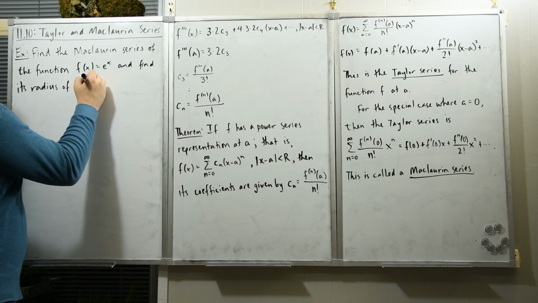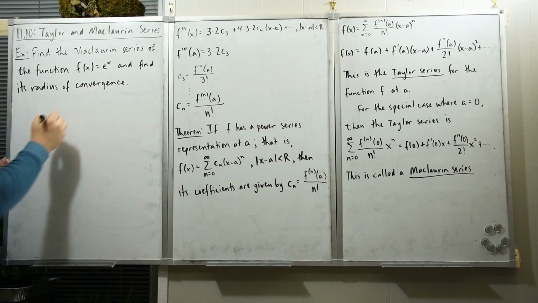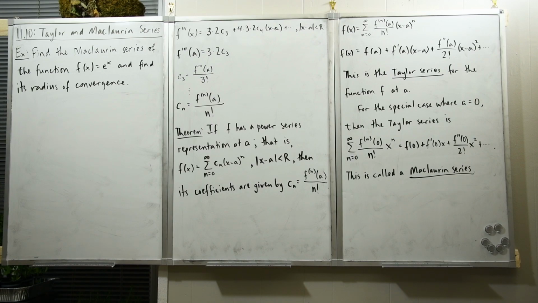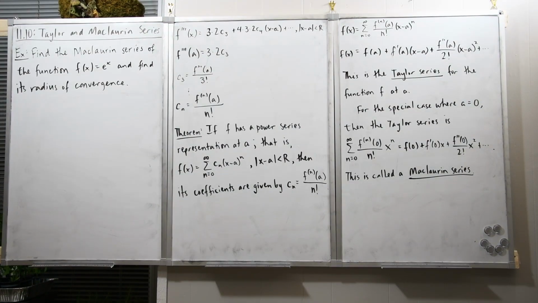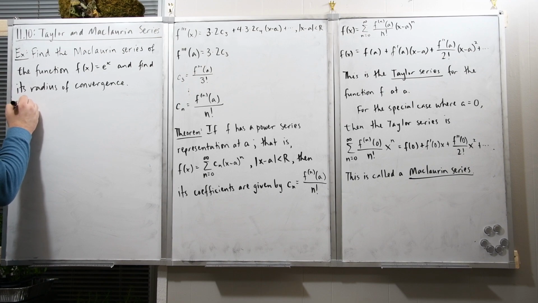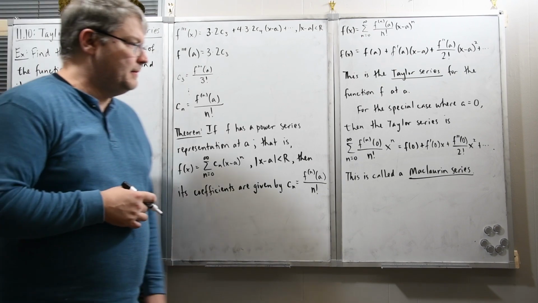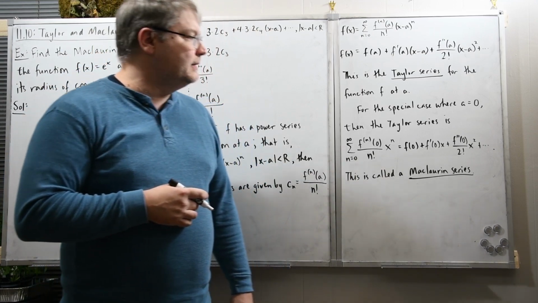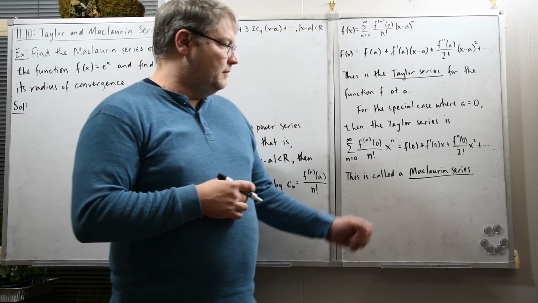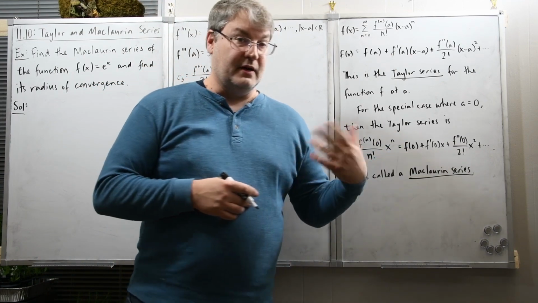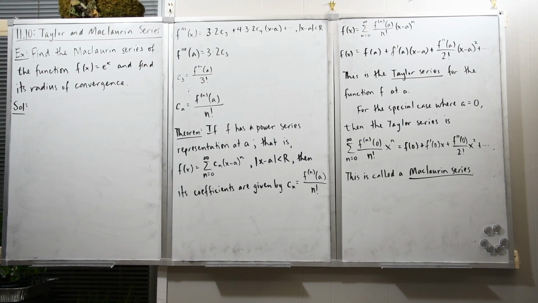Okay, so once again, Maclaurin series, you're looking at Taylor series centered at 0. So if we take a look at f of x equals e to the x, we're trying to find a Maclaurin series for that function, and we're going to find the radius of convergence. Now, what we have to keep in mind is that if our goal is to figure out the Maclaurin series, then what we need to do is figure out what f of 0, f prime of 0, f double prime of 0, and so forth are all equal to.